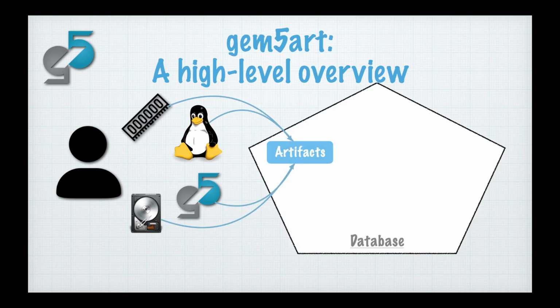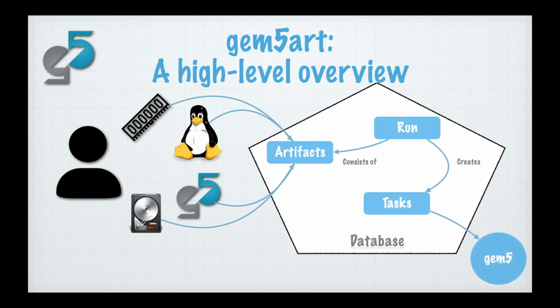So for instance, an artifact in the database in this instance would be the Linux kernel, which specifies what versions were used and where this was obtained. The user would then specify a run, which consists of artifacts. The run is then executed on gem5, and the results of the gem5 execution are stored as artifacts in the database. This database may then be exposed to the outside world.